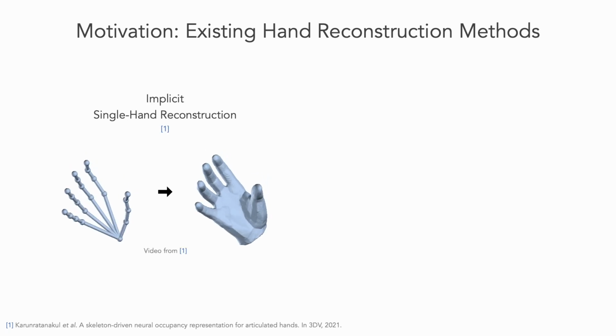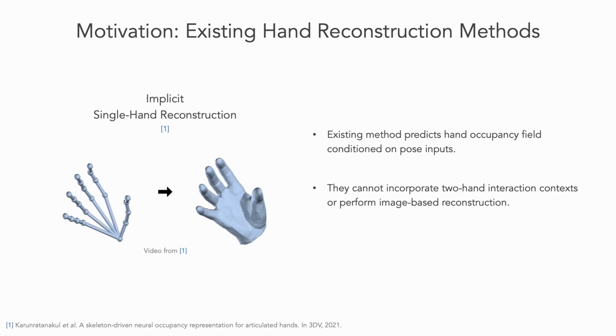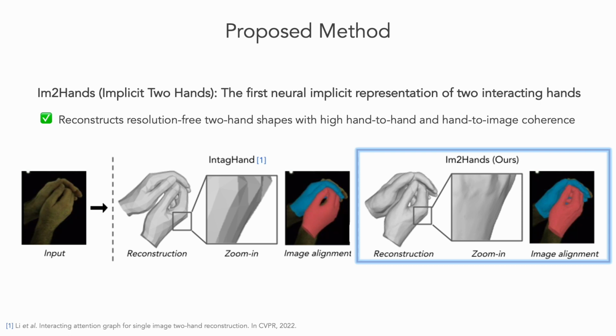In contrast, implicit function-based reconstruction methods can learn continuous hand shapes. However, the existing method predicts single-hand occupancy field conditioned on pose inputs. Thus, they cannot incorporate two-hand interaction context or perform image-based reconstruction. This has motivated us to propose Im2Hands, the first neural implicit representation for two interacting hands.